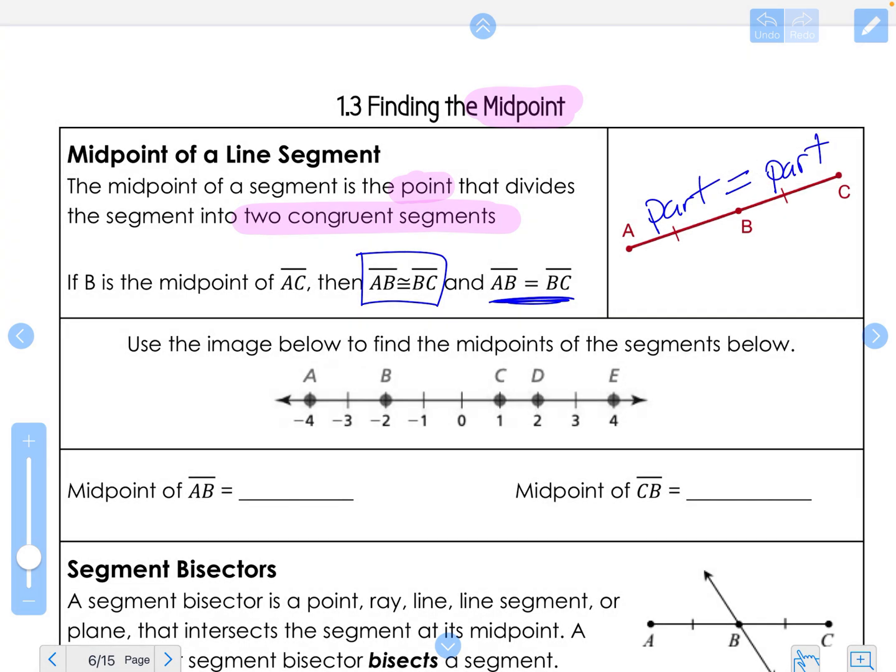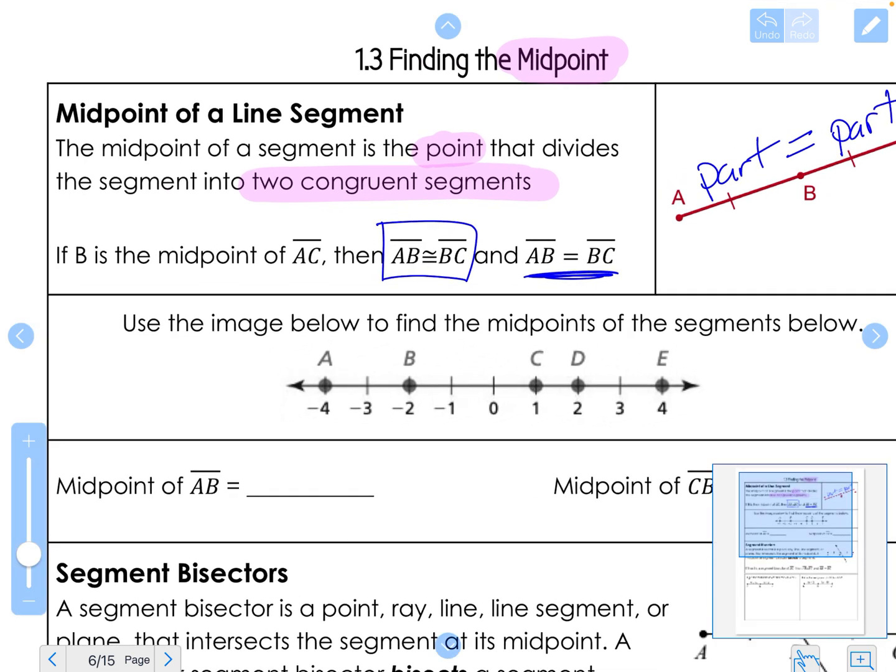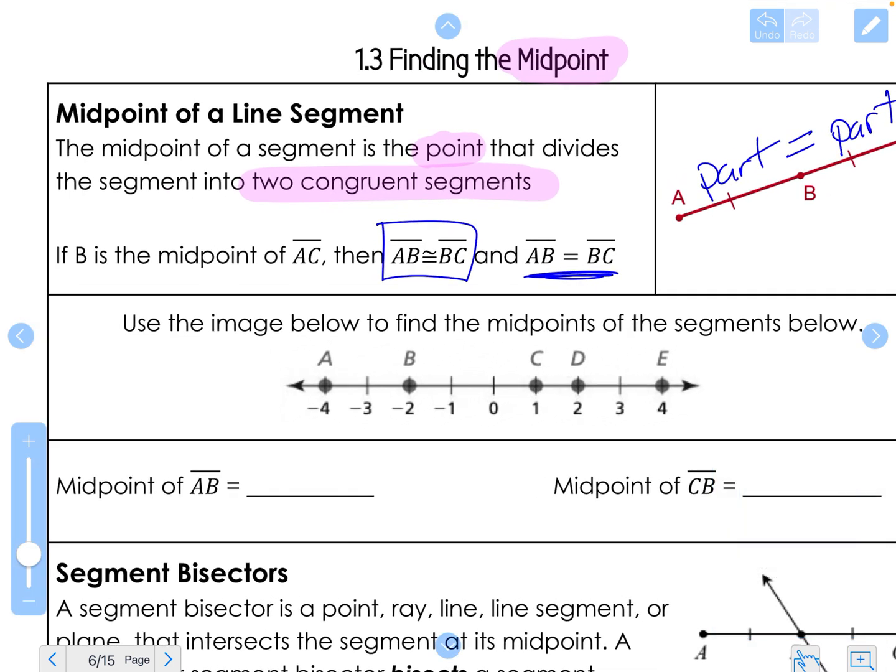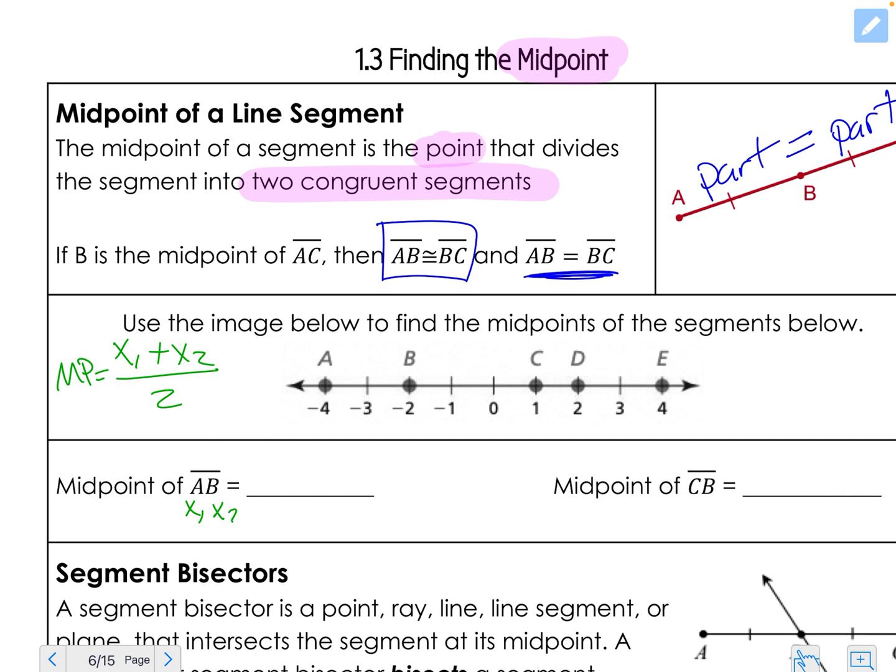I forgot to put the midpoint formula in here. It's a pretty simple one. It works for both the graph and the number line. x1 plus x2 divided by 2 is how we're going to find our midpoint. The first one's going to be x1, the second one's going to be x2.